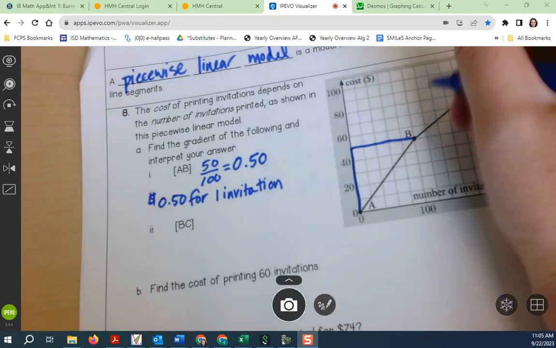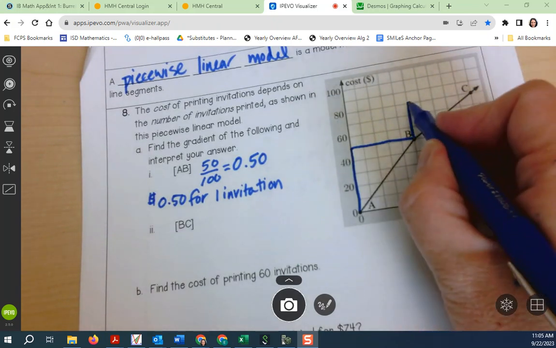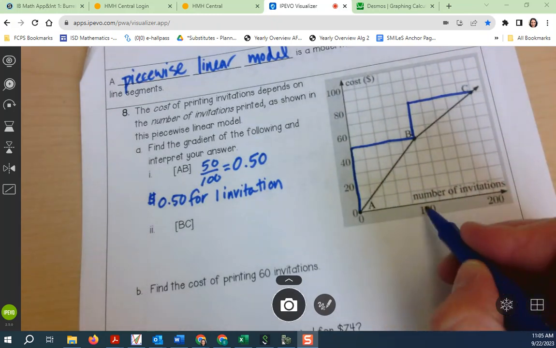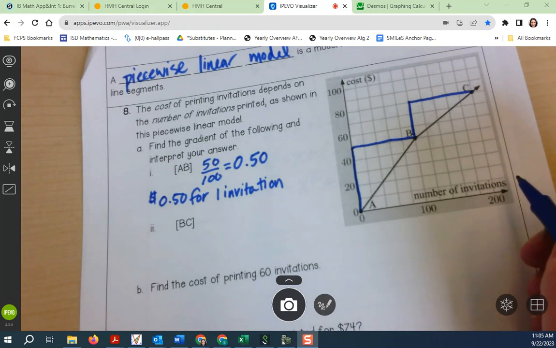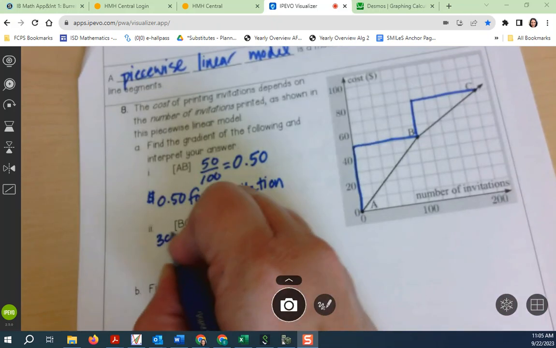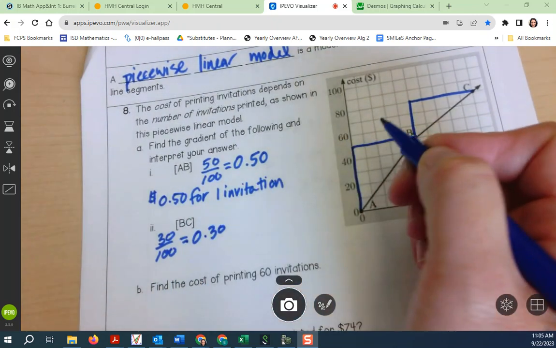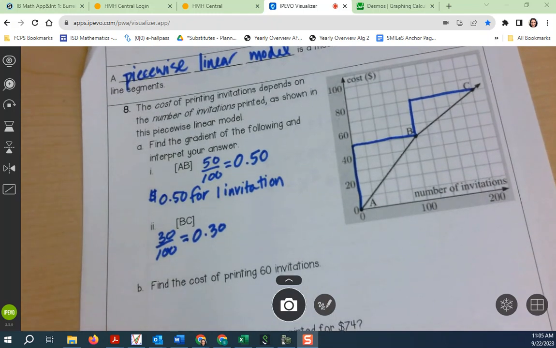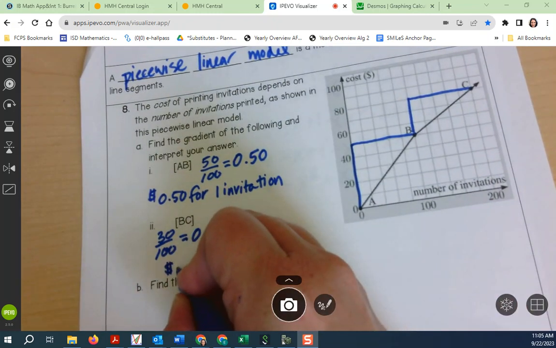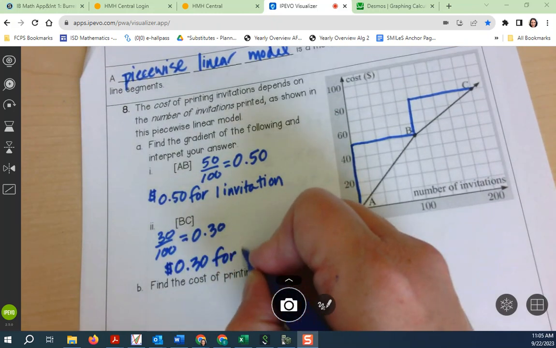All right, let's look at BC. The change in y is 30, and the change in x is 100 to 200, so 100, right? Did you guys get 30 over 100? Yeah. Okay. 30 over 100 is 0.30. Could be 0.30 over 1, so that means that it's 30 cents for one invitation. So buying more, you get a lower price per invitation.